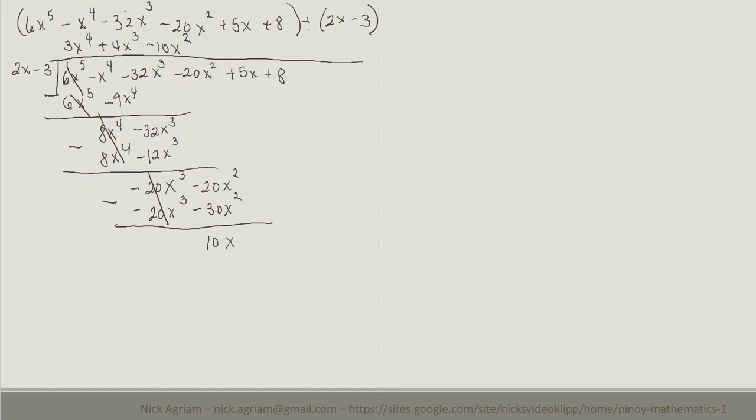Then we have positive 10x squared plus 5x. So we have plus 5x. So we have 10x squared minus 15x. Subtract, then we have 0. We have 20x. 20x divided by 2, we have positive 10. Then we have 10x.